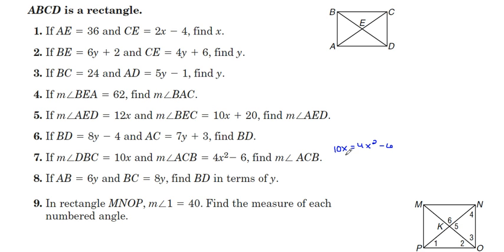Now to solve for x, we'll get everything to one side. We'll subtract the 10x from both sides: 4x squared minus 10x minus 6. Now in order to solve this, we need to factor. First going to factor out a 2: x squared minus 5x minus 3. And then we should have a 2 in there.